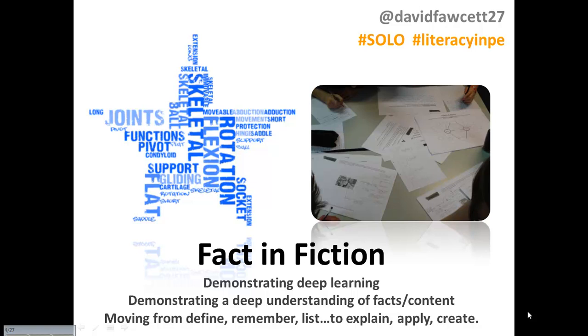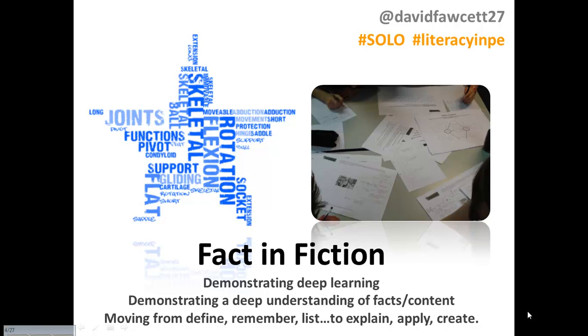The first idea we're going to look at is what we call a fact in fiction task. It is a phenomenal way of getting students to produce an extended piece of writing which demonstrates a real solid understanding of the content that you've been teaching in your lesson, where students have to use a lot of literacy skills to develop a piece of work. What it really does well is it takes a lot of facts and puts them into a fictional task, which allows you to really see and assess their knowledge and understanding.